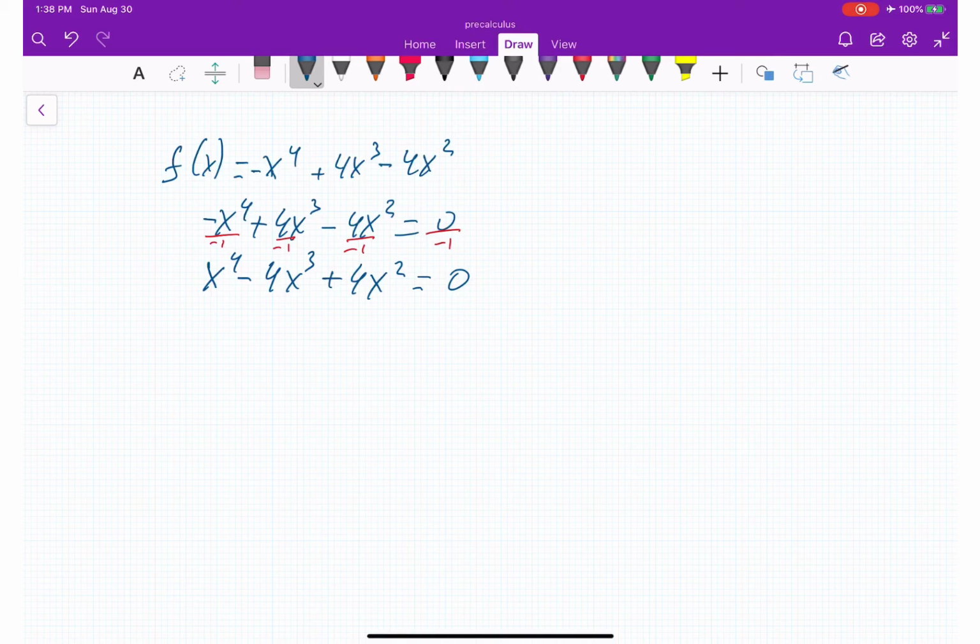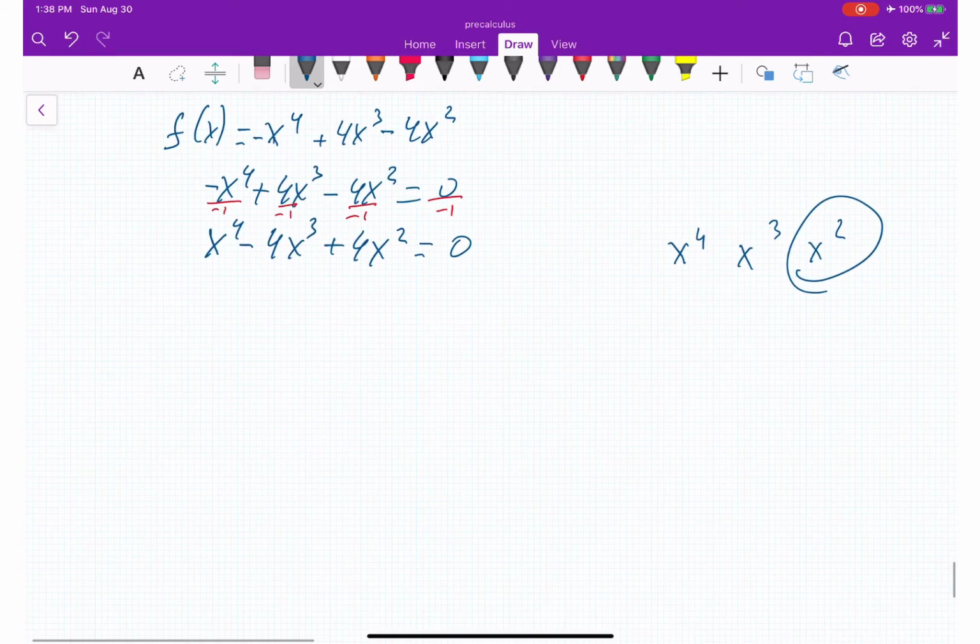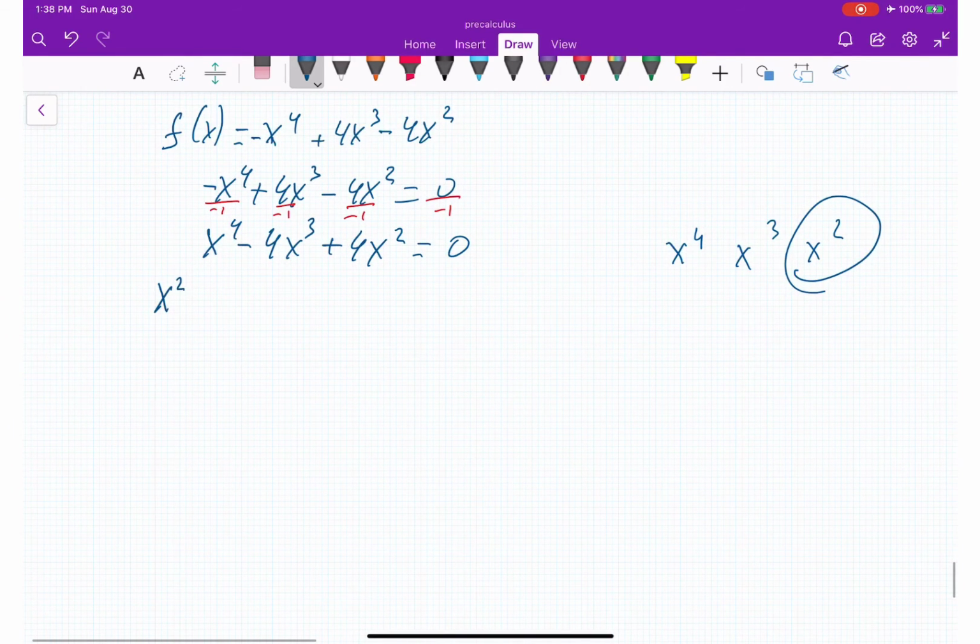Okay, next, what we are going to do, take out common factor. Among variables with exponents, common factor is going to be the variable that has the smallest exponent. So we have x to 4, we have x cubed, and we have x squared. Well, obviously x squared is going to be your common factor. So we're taking x squared out. What will be left? So x to 4 divided by x squared, we are subtracting, right? We subtract exponents. It's going to be equal 4 minus 2.